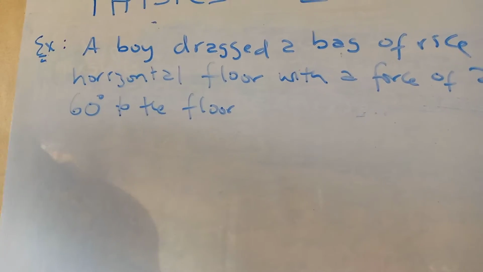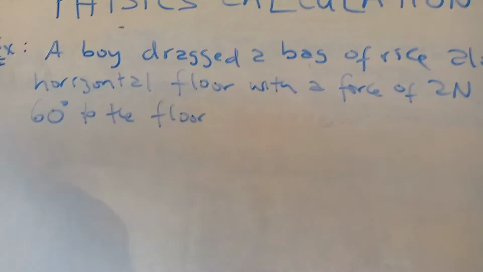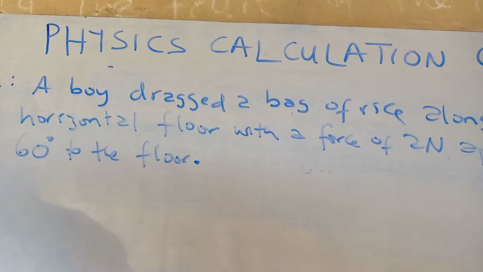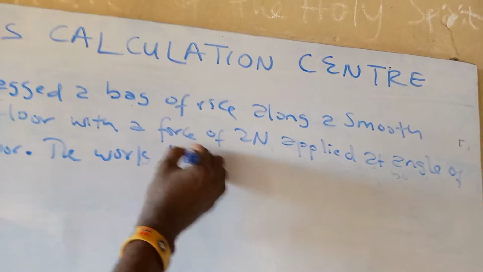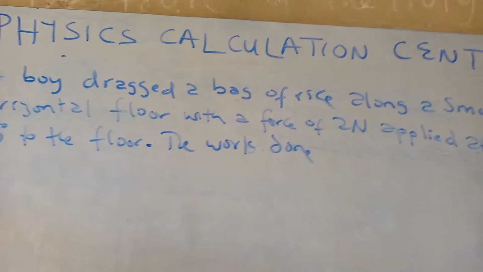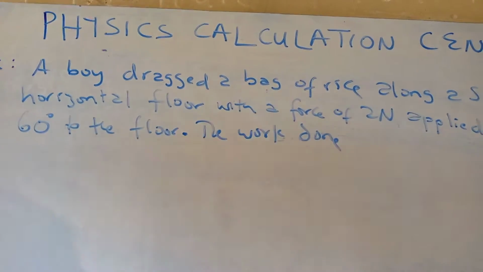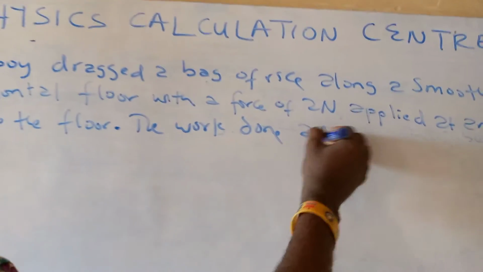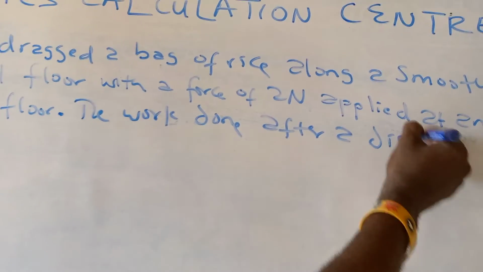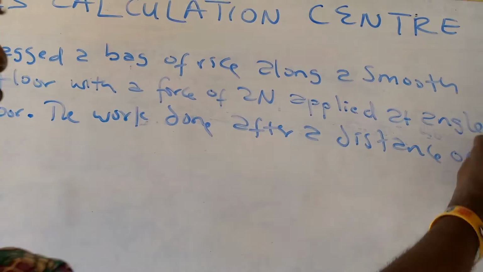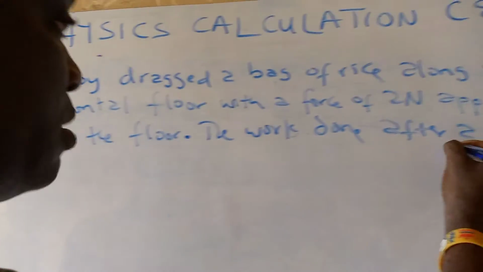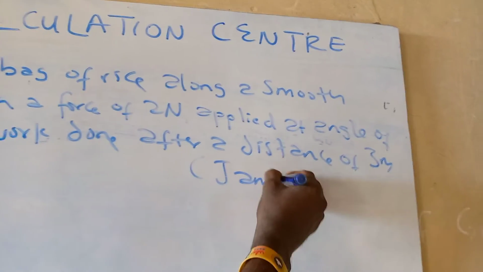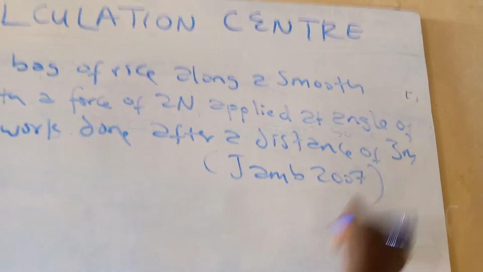Calculate the work done to the floor after a distance of 3 meters. The question is a past question, a JAMB past question, JAMB 2007.